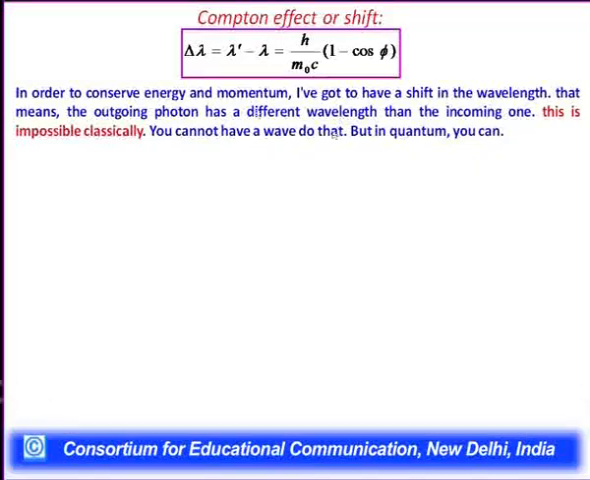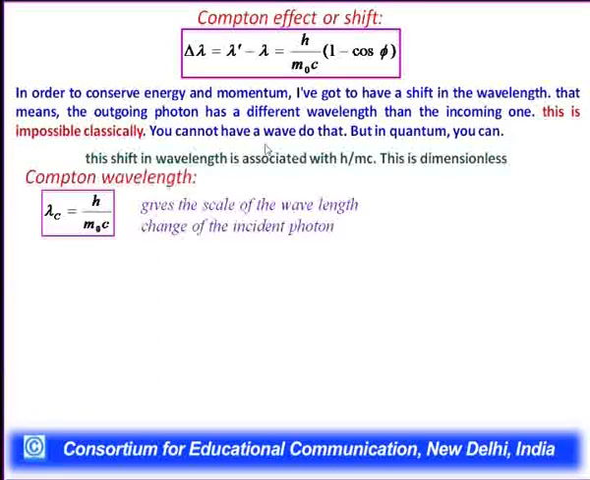Now the Compton shift is defined by delta lambda, which is equal to lambda dash minus lambda, equal to h by m naught c into (1 minus cos phi). In order to conserve energy and momentum, we get this shift in the wavelength. That means the outgoing photon has a different wavelength than the incoming one. Both photons are different. This is impossible classically. We cannot have a wave do that, but in quantum theory it is possible.